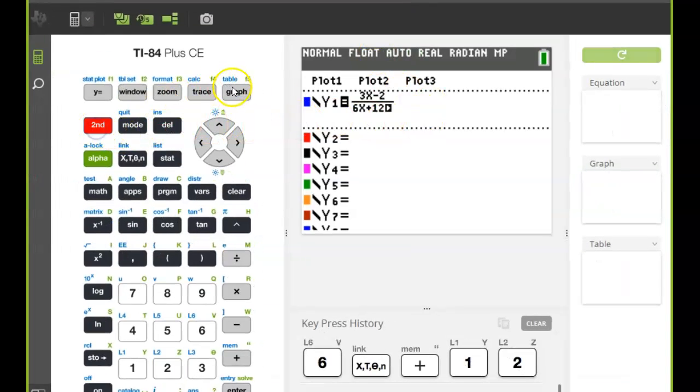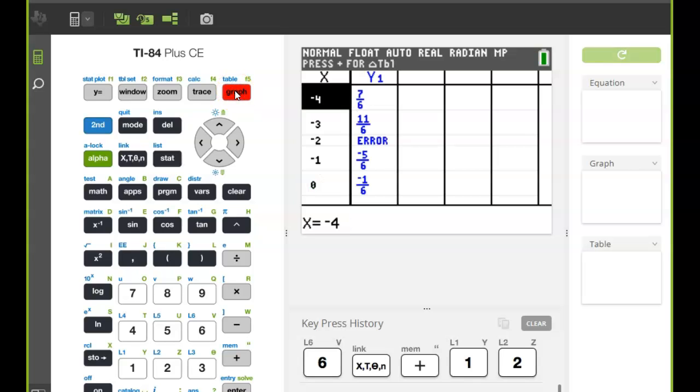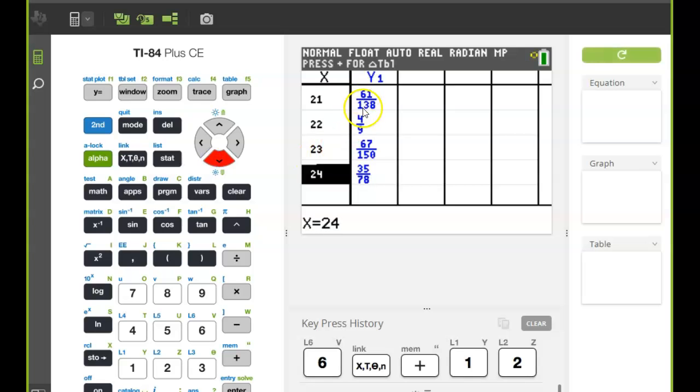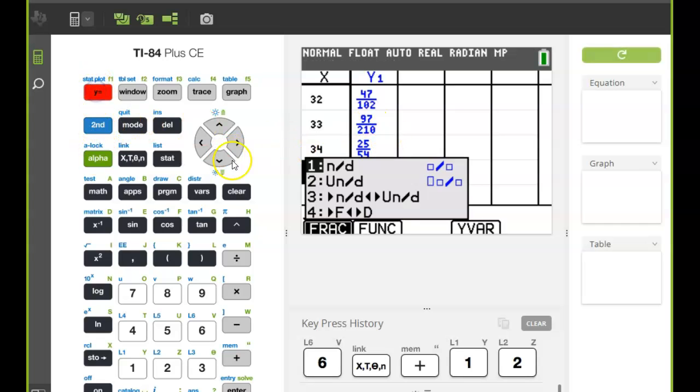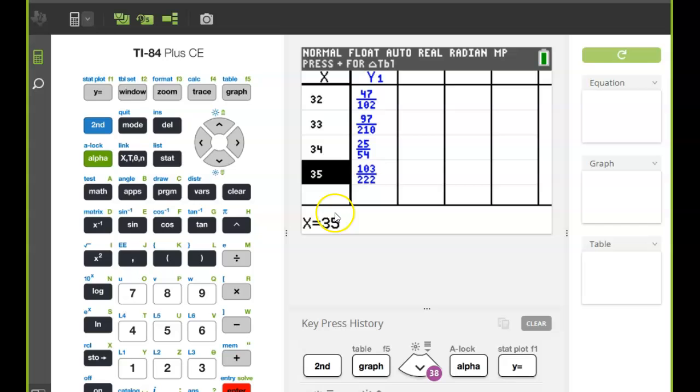So what if we just go to table? Now, one thing you could do is you can just keep hitting the down arrow, and you can see your numbers getting bigger and bigger and bigger. Right? Now, one of the other things is notice how all my answers are fractions. That's because of the way I typed it in, which I don't love right now. So I'm wondering if we can get out of that. Let's see if this will do anything.